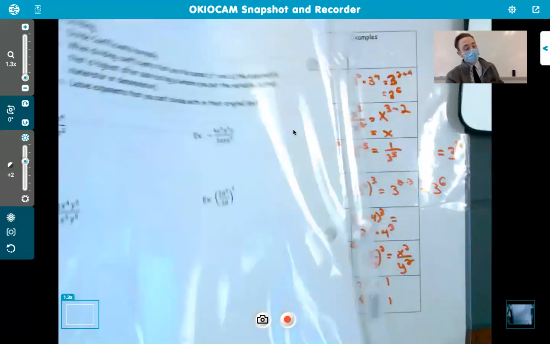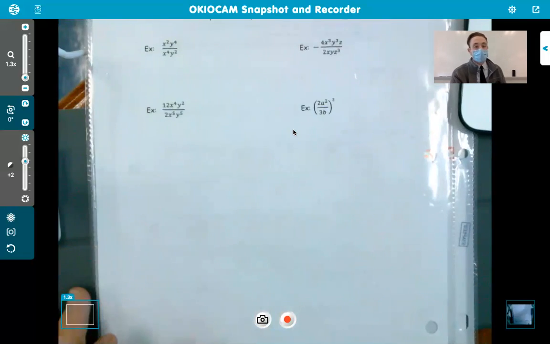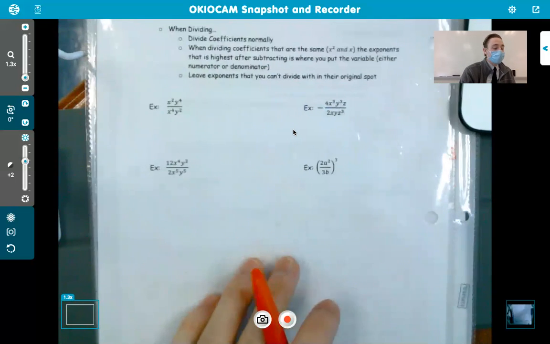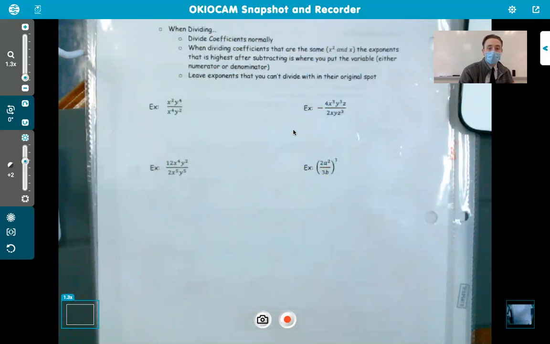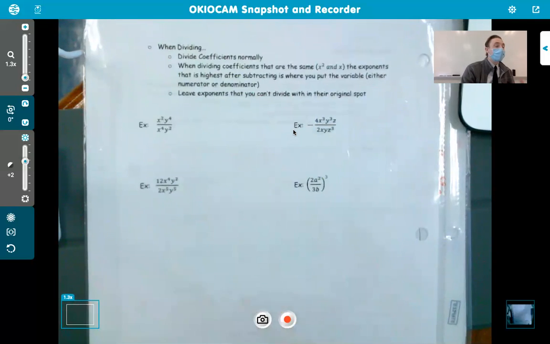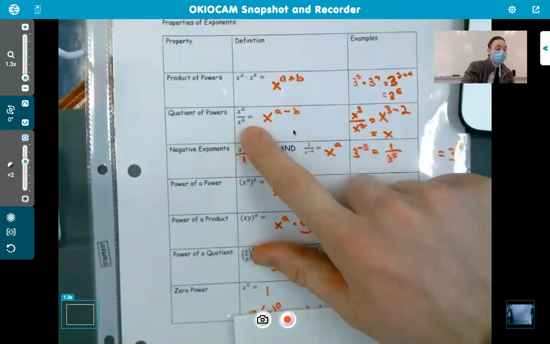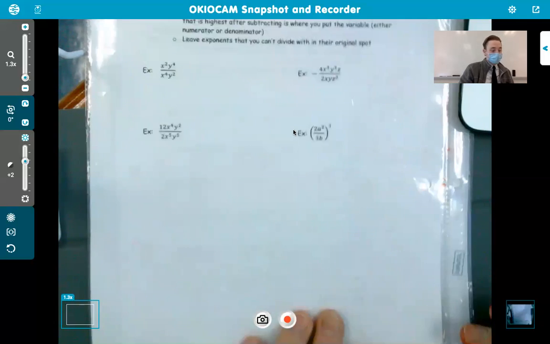All right. The last thing we're going to talk about is dividing. Dividing is just a little bit different because everything we've seen so far has been distributing and we add our exponents. When we divide, we subtract our exponents, right? And we talked about that on the first page with the quotient of powers. You see we have the same variable, we subtract. Okay.